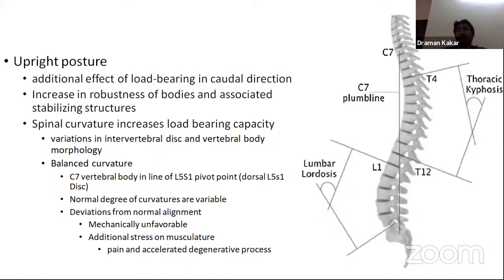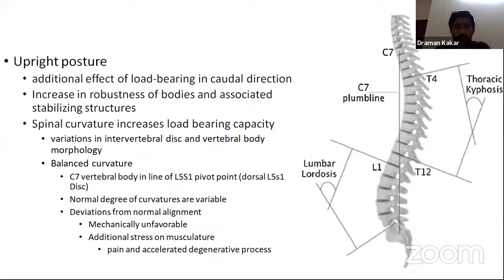Any deviation from this line is unfavorable. It will lead to increased stress on the joints, the ligaments, and the disc spaces. It will start degenerative processes, which will manifest in the form of different spinal degenerative diseases.